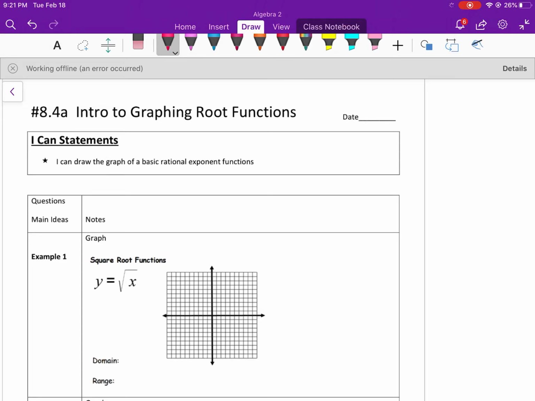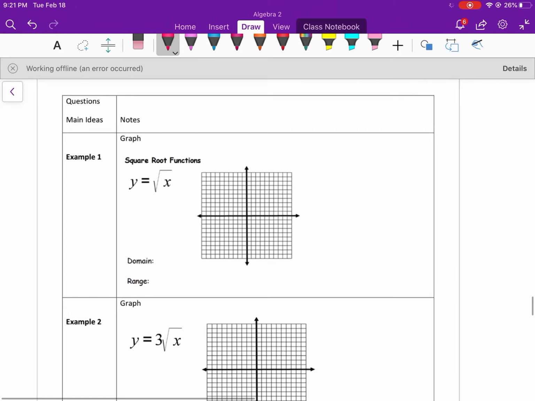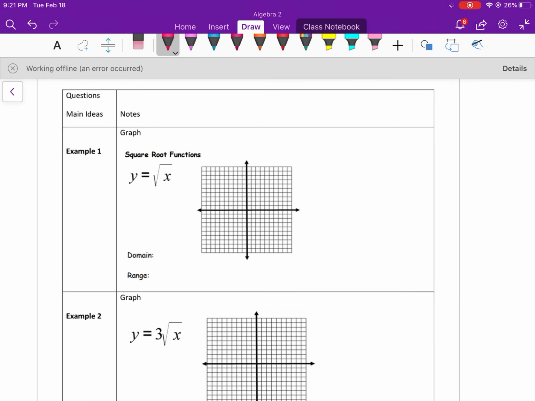All right, this video goes with 8.4a, Intro to Graphing Root Functions. So this is just a basic introduction to graphing cubed roots and square roots. We're going to start with the square root function, y equals the square root of x. So this is the parent function for square root.